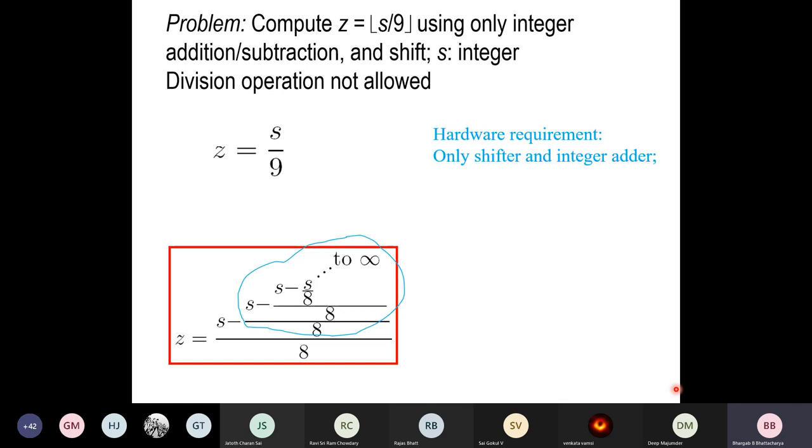How? Because this is a continued series, and look into this part. This is up to infinity, so this is the same as Z, right? Because Z is the series, divided by 8. So you can write Z equal to S minus the whole thing, which is Z divided by 8. And if you just solve this, it becomes Z equal to S by 9, right?